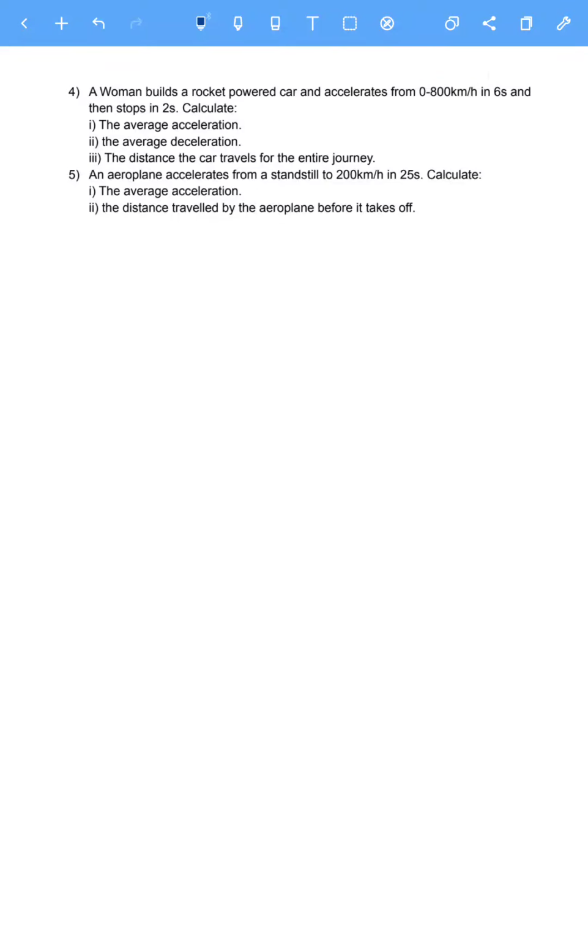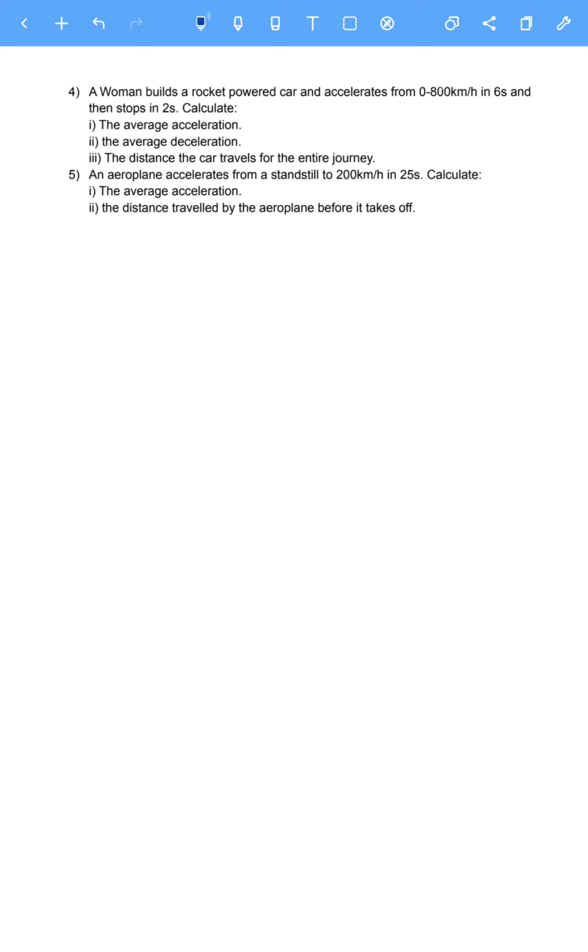Hi there, this is the second part of the acceleration practice questions, part of the A-level physics. So basically what you should do is pause the video, have a go at these questions, and then when you're ready to go for the answers, just press play and I'll show you how to do it. Okay, let's move on.